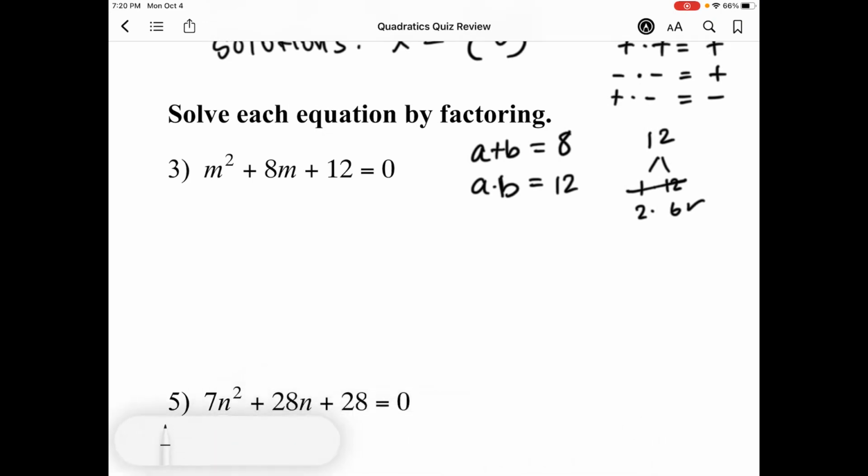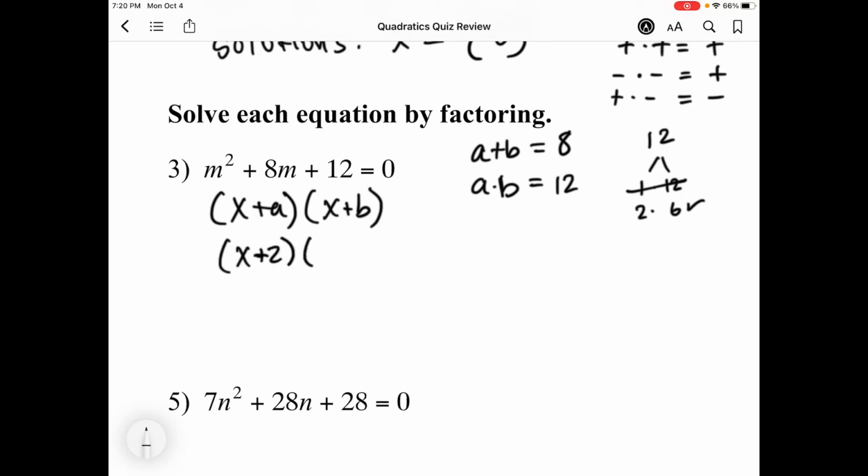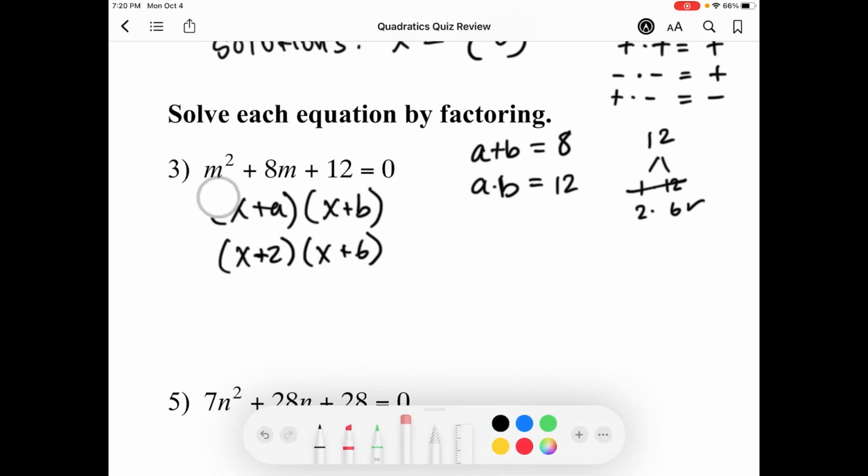Once we figure out what a and b are, we can write them into our factors, right? The factors are just x plus a times x plus b. So x plus a, we'll say a is 2. x plus b, we'll say that b is 6. So x plus 2 times x plus 6. I'm going to erase that so it doesn't confuse us, but I just want to show you guys again why we write it this way.